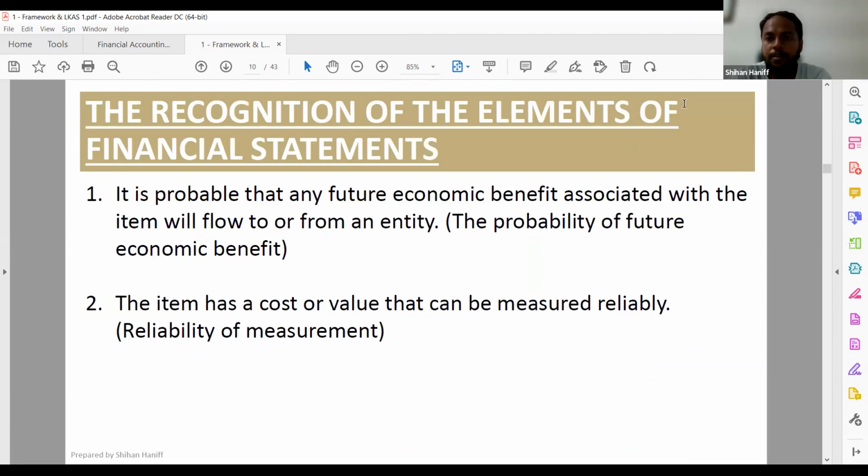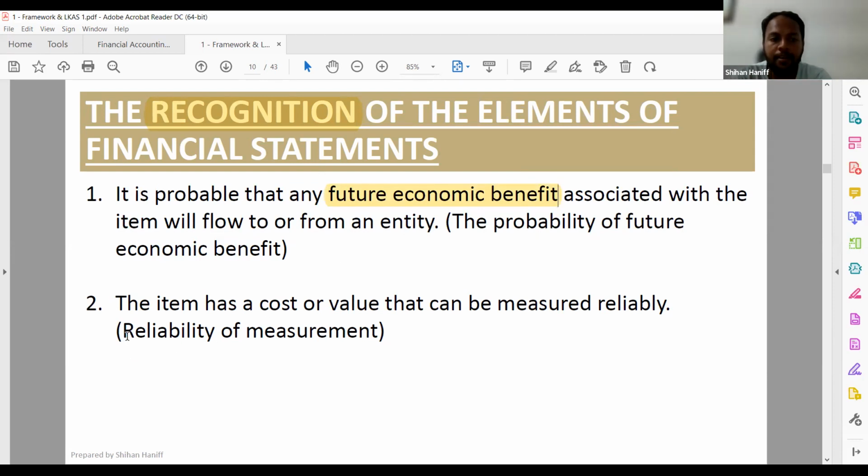Okay. Now, this is an additional part. Recognition of the elements of financial statement. How do you recognize an asset? How do you recognize a liability? Right. So this is, I have given, this is for asset. How do you recognize an asset? To recognize an asset, there should be a future economic benefit. Remember this term. If you want to recognize an asset, you should have a future economic benefit. Right? The probability of future economic benefit.